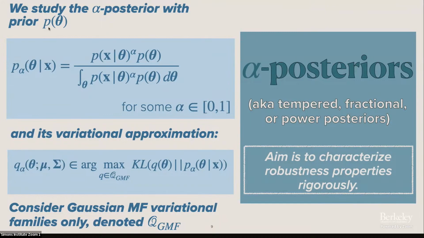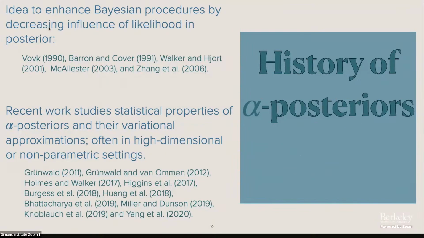So these alpha posteriors have many names in the literature. They've been called tempered posteriors, fractional posteriors, power posteriors. It's also a Gibbs distribution. These have been studied for a long time, perhaps going back to the 90s with the work of Vovk and Barron and Cover, who had the idea that we can enhance Bayesian procedures by somehow decreasing the influence of the likelihood.